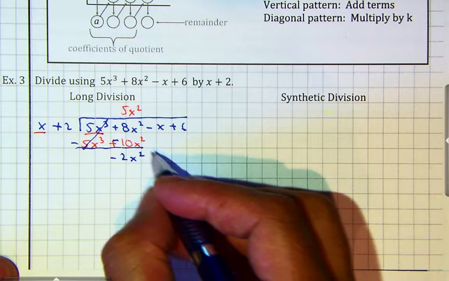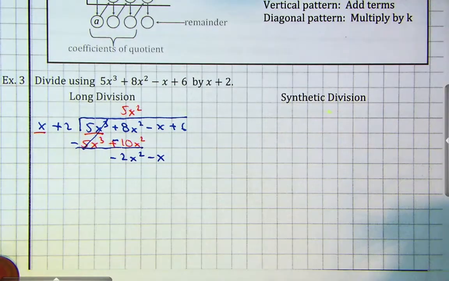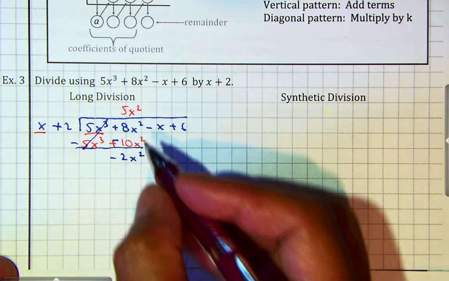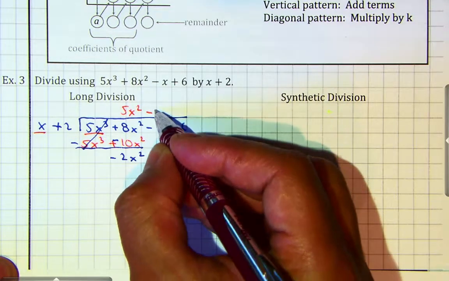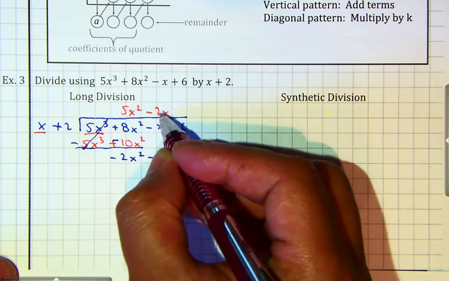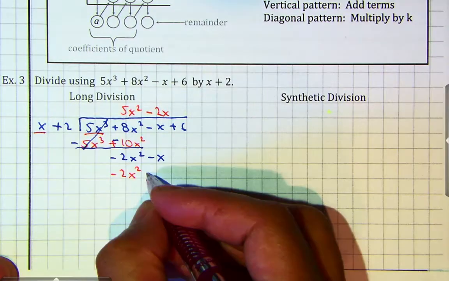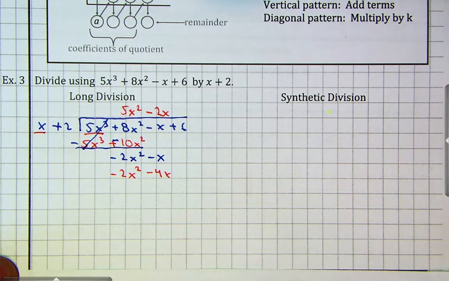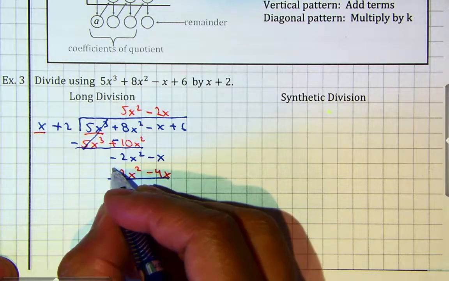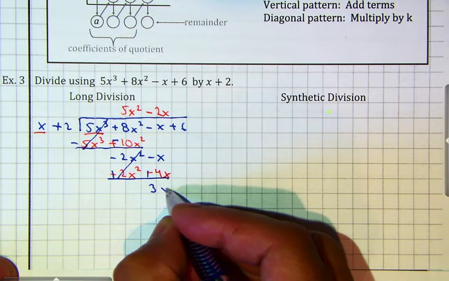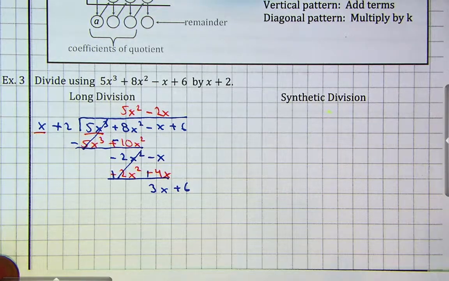Write down the next term, which is negative x. And then we continue with the process. Repeat the process. X times negative 2x is negative 2x squared. Multiply it out, gives me negative 2x squared and negative 4x. And what should I do? Change the signs. We'll multiply by negative, the positive, positive, that cancels. So now I end up with 3x plus 6. And now, repeat the process.